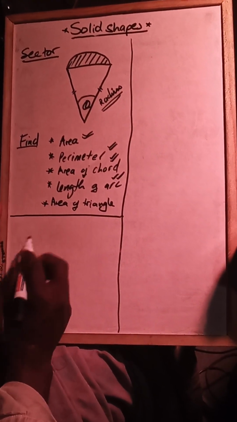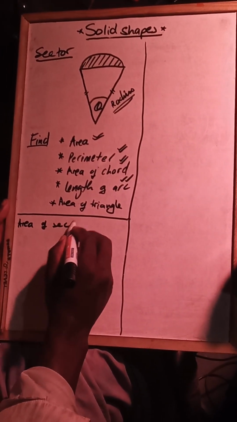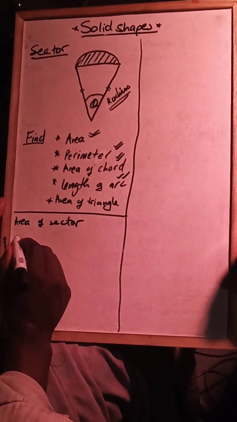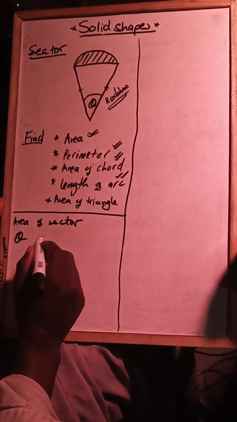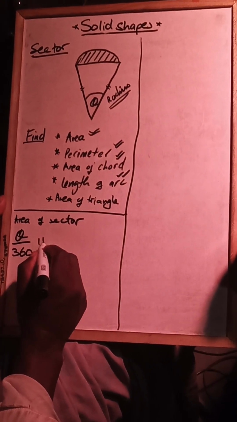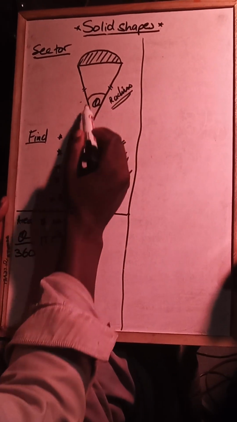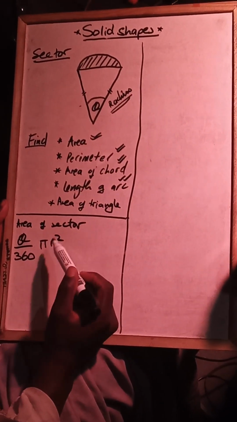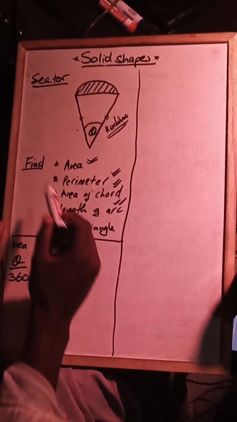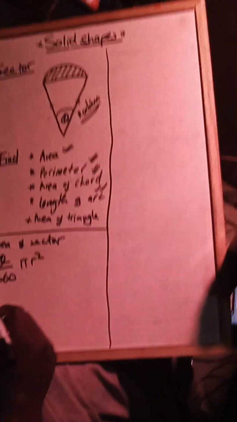So I'm going to outline some formulas here, right? Area of a sector. How do you find area of a sector? We find it by saying theta over 360 pi r squared. So we say this angle theta over 360 because a complete revolution of a circle is 360 degrees. So that's the first formula.